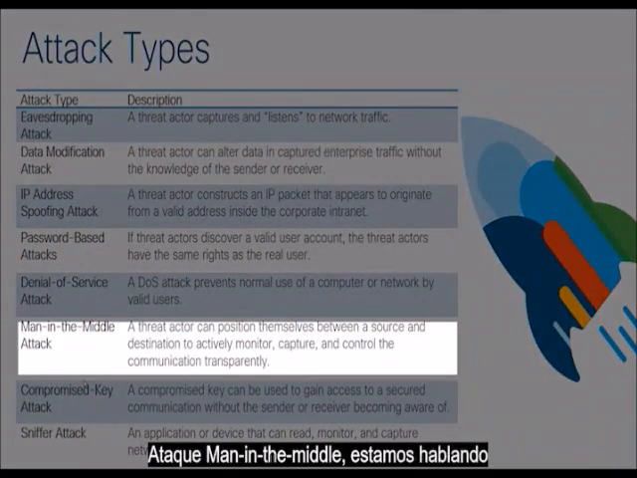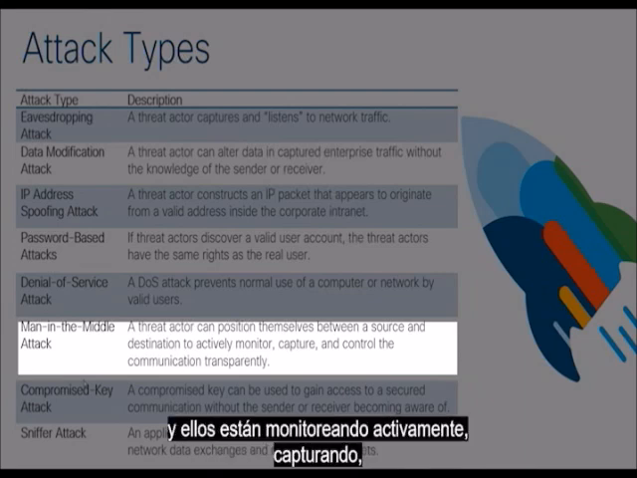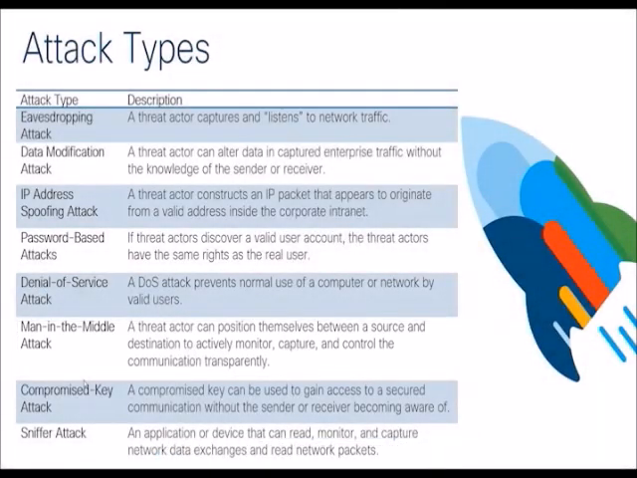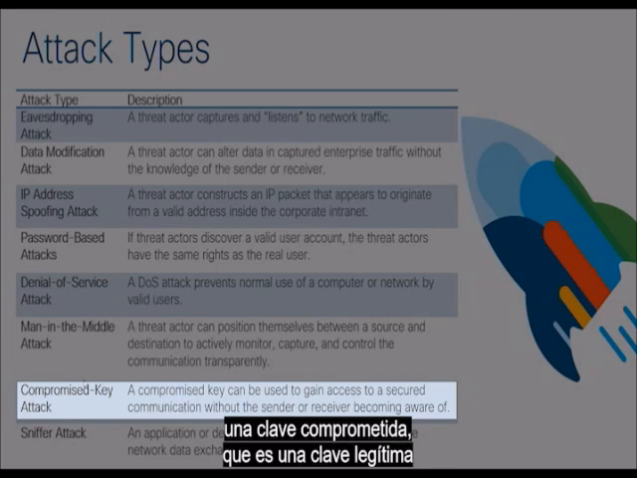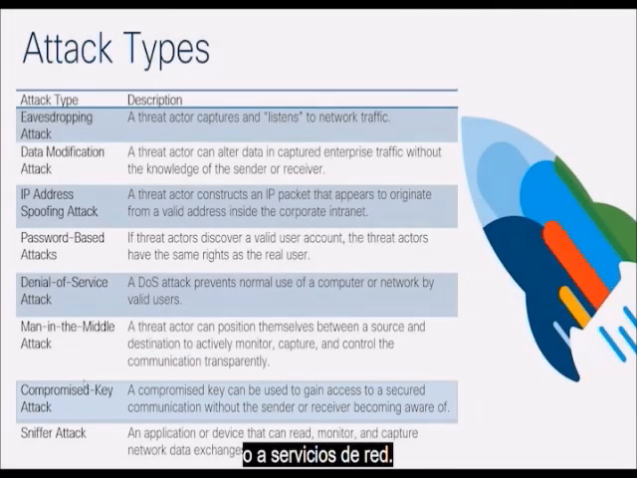Man-in-the-middle attack, we're talking about having that threat actor that puts themselves right between a source and destination, and they're actively monitoring, capturing, and trying to control the communication without the sender and receiver knowing. With compromised key, we've got where an attacker can use a compromised key, which is the legitimate key that people don't know has been compromised, in order to gain access to communication or to network services.